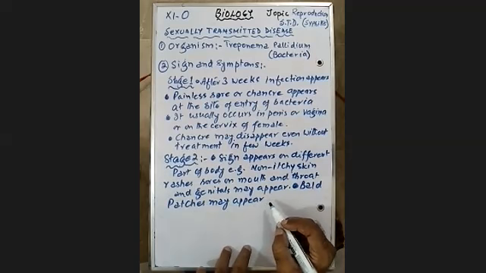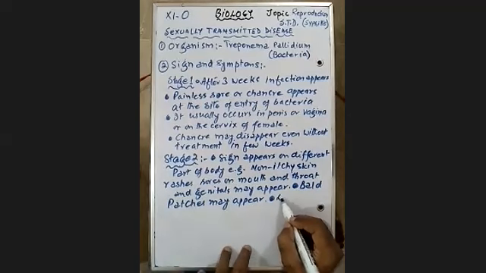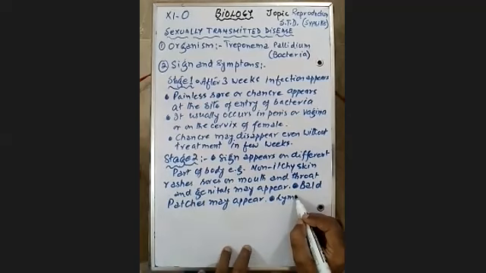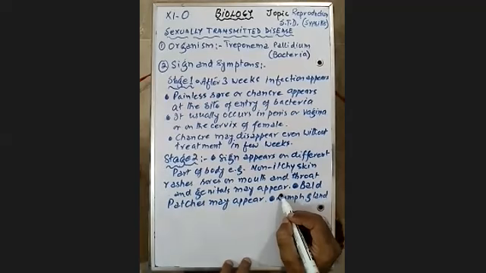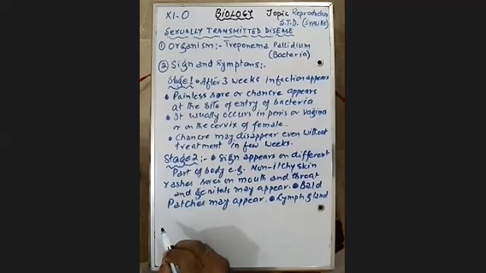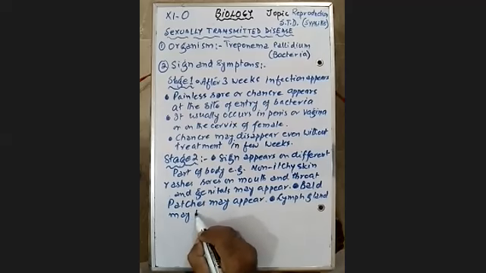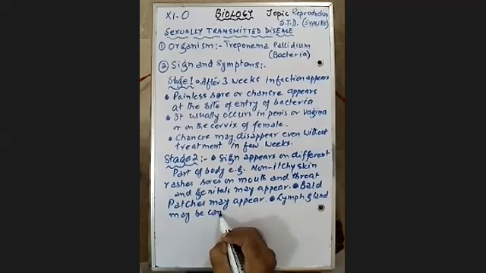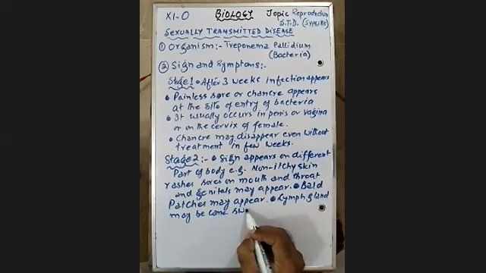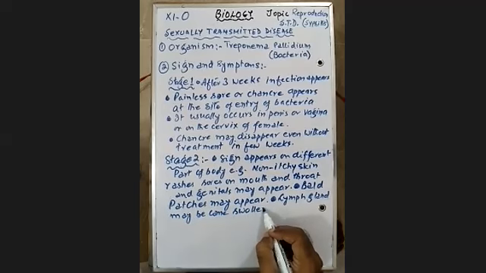The next is the lymph glands. Lymph glands are present in the neck region, the groin region, and below the armpits. The lymph glands may become swollen.